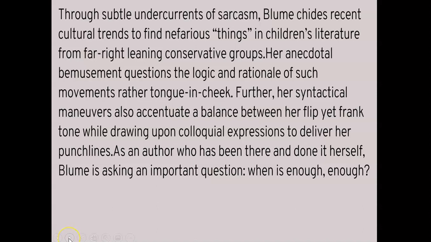So here it is. Hear the term, hear the device. "Through subtle undercurrents of sarcasm, Bloom chides recent cultural trends to find nefarious things in children's literature from far right-leaning conservative groups." So there it is. Student is suggesting that the tone is the most salient term or device in the piece. So in one sweeping movement, student has authorial intent and construction of meaning.